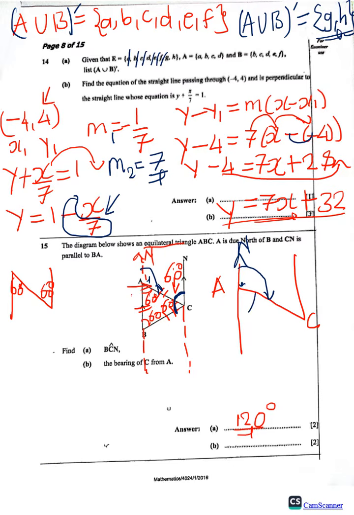Now we can see that inside here we have an angle of 60 degrees, and we know that a straight line adds up to 180. So for us to find this angle, we are going to subtract 60 from 180, which is also giving us 120. So the answer for part B is also 120 degrees.